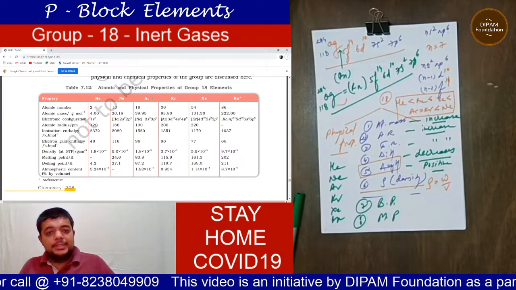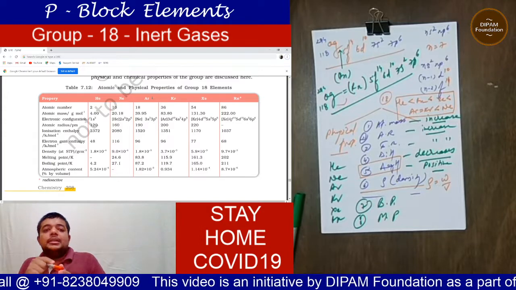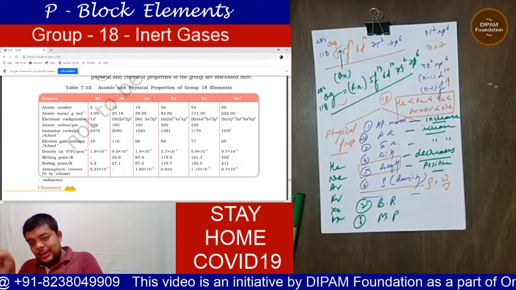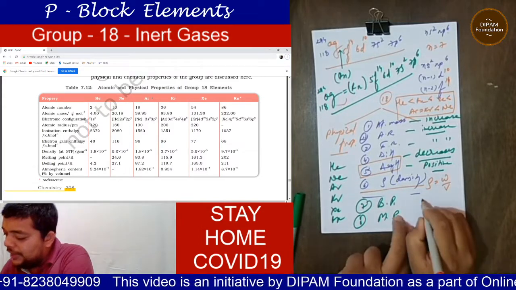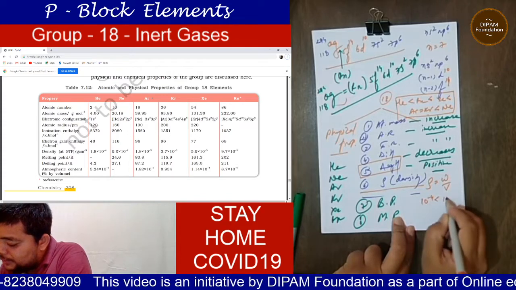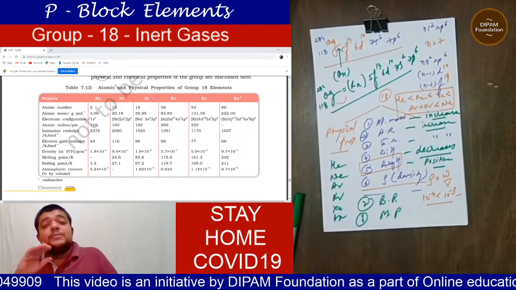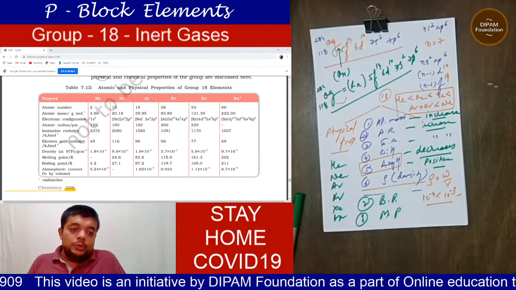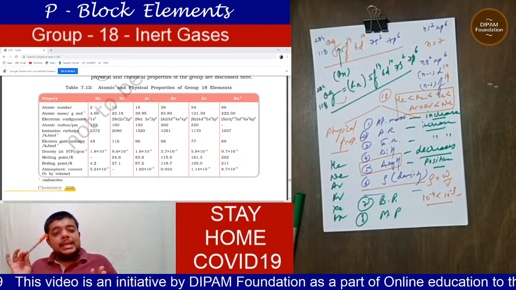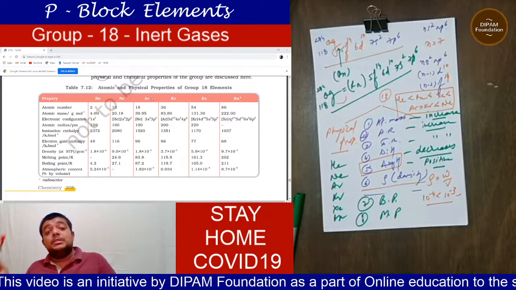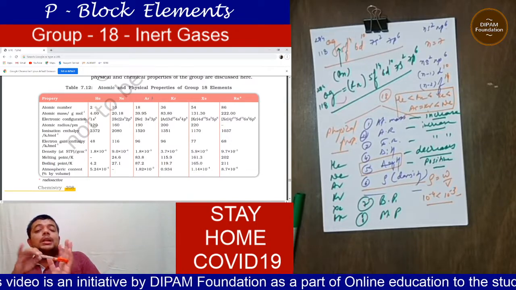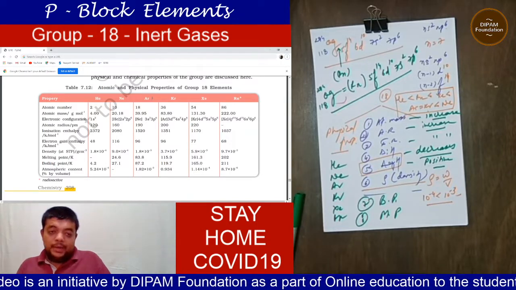So over here you can see the values initially are 10 to the power minus 4 and then gradually it becomes 10 to the power 3, and we know very well that 10 to the power minus 4 is smaller, 10 to the power minus 3 is larger, and henceforth we can say that coming down the group in 18, density increases because their weight increases, and in the formula density is directly proportional to weight.